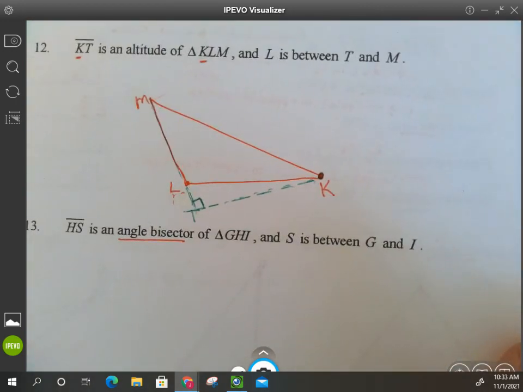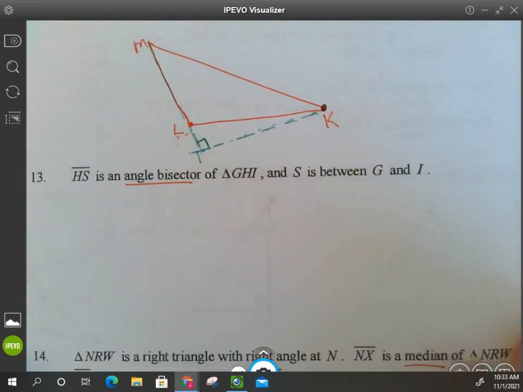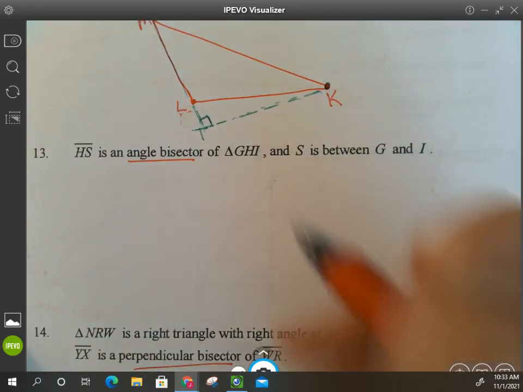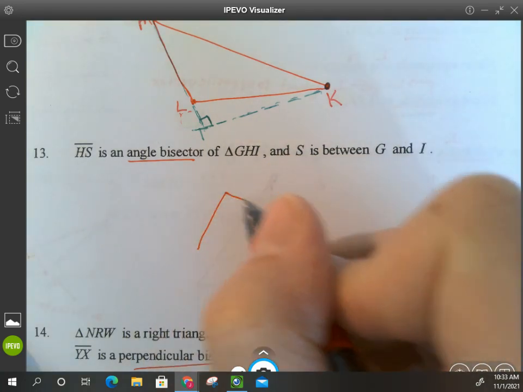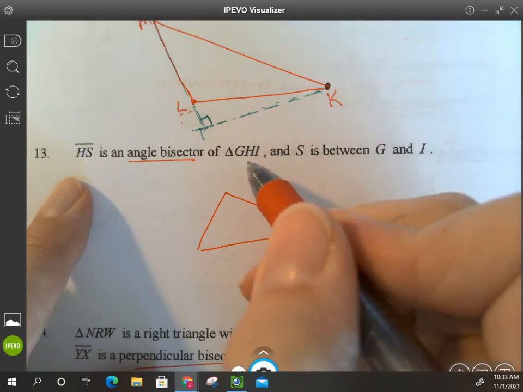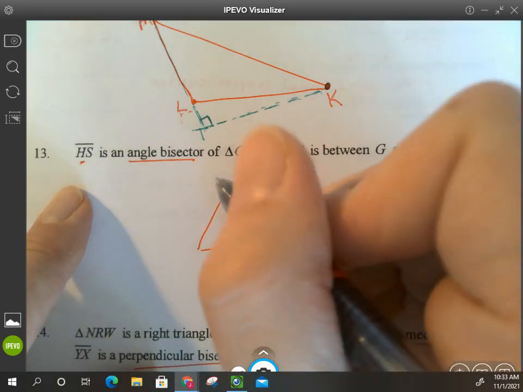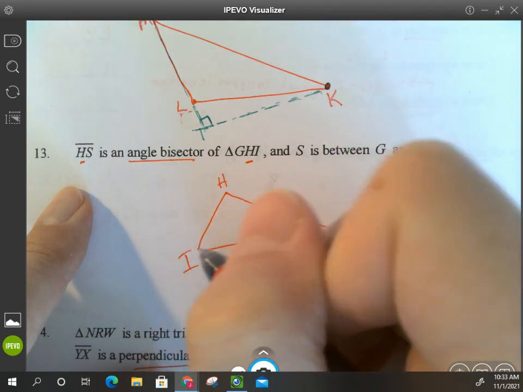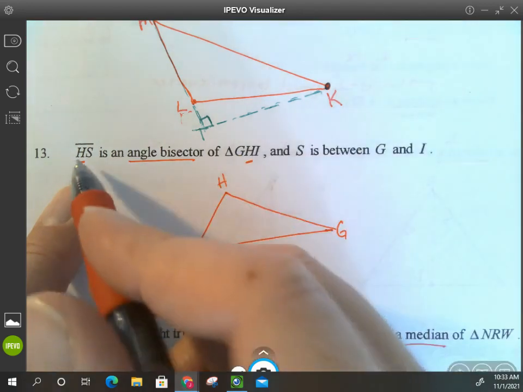All right, so it tells you that HS is an angle bisector. So the first thing I need to do is draw a triangle. You can make it look any way you want. I'm doing this. But it does matter where I label the H, because I want H to go with S. So I'll go H, a G here, and an I. And so wherever H is going to connect to S.